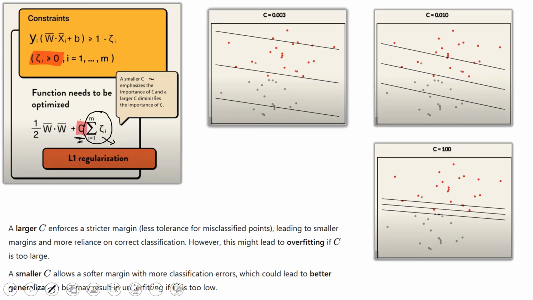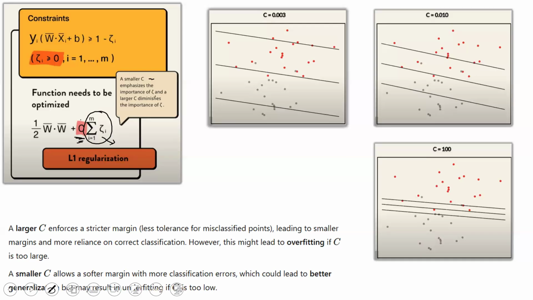Did I say it in the other way? A smaller C emphasizes the importance of sigma. When C is small, more importance for sigma. When C is large, less importance for sigma. Okay, that is what it is.